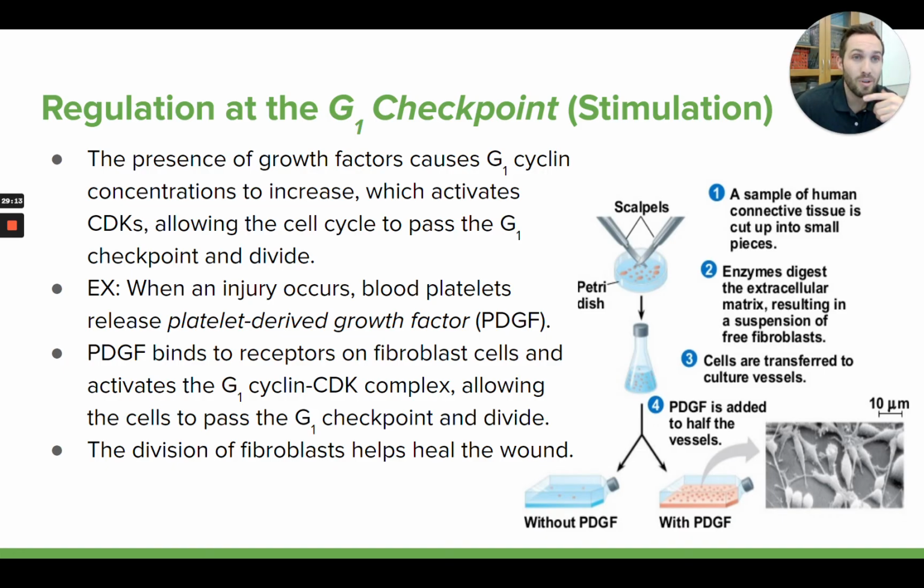Anytime you're getting these cyclins and CDKs to become active, that's going to help get a cell to move on to the next phase of the cell cycle, to get past the checkpoint. And these PDGFs are what cause that to happen. They're helping to activate the cyclin CDKs needed to get past G1. And so that's a specific example of how a certain type of cell is stimulated at the G1 checkpoint.